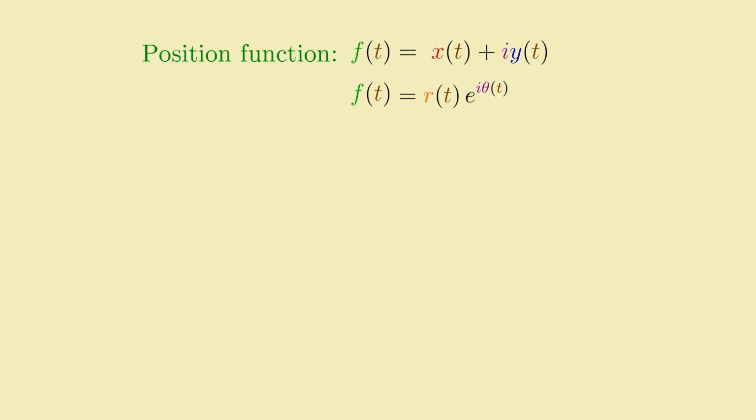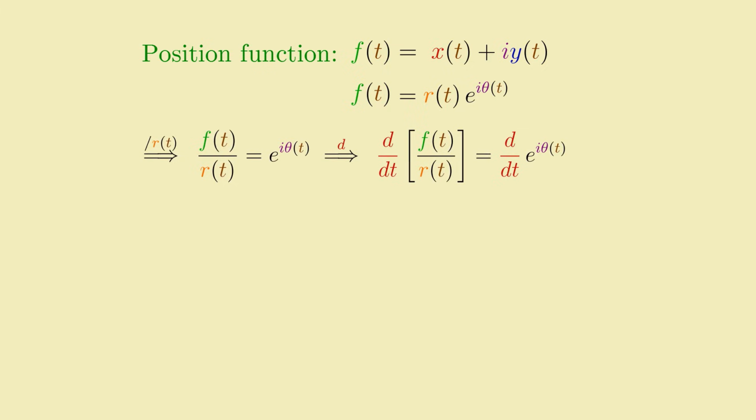Okay, now here comes the trick. Take this polar equation for f of t and divide both sides by r of t to get f of t over r of t equal to e to the i theta of t. Now we'll take the derivative of both sides. One of the really nice things about complex numbers is that many of the algebra and calculus rules you're used to for real numbers and functions work in exactly the same way in the complex setting, and derivatives are no exception. Even though all the functions here are complex valued, the familiar derivative quotient rule applies.